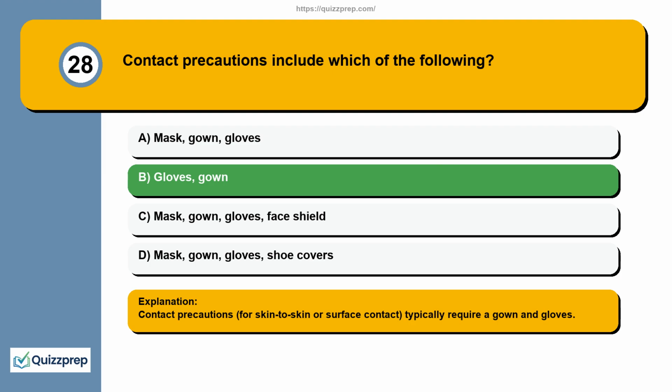Contact precautions, for skin-to-skin or surface contact, typically require a gown and gloves.